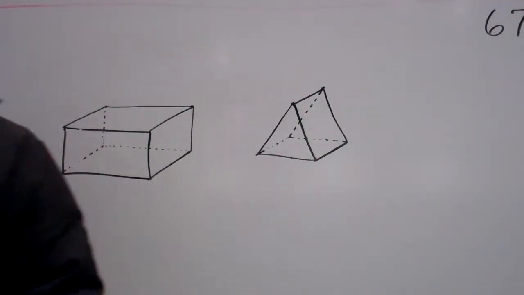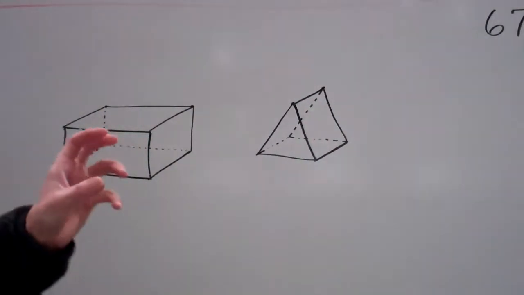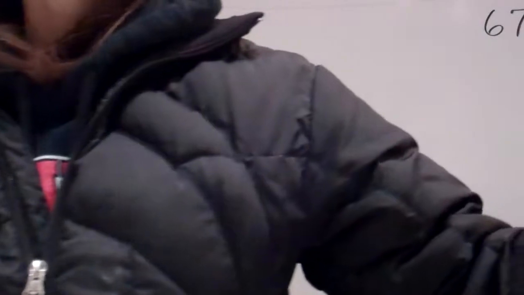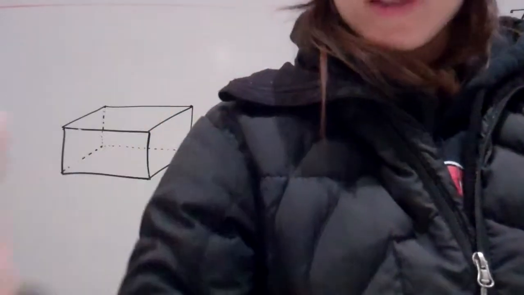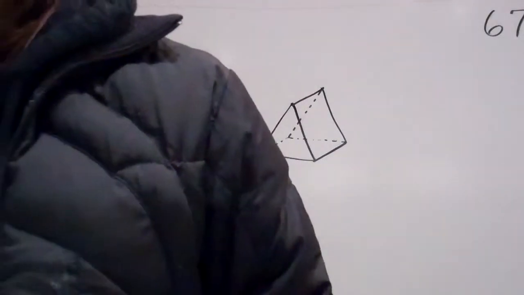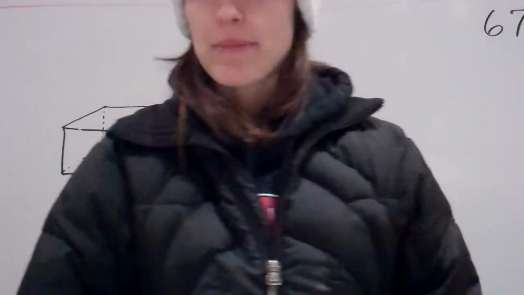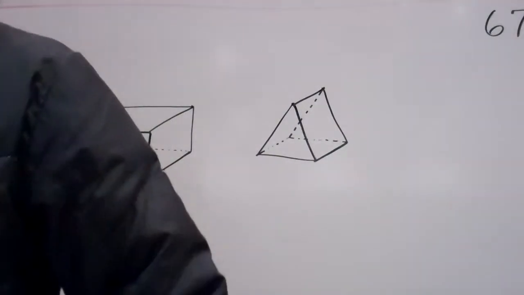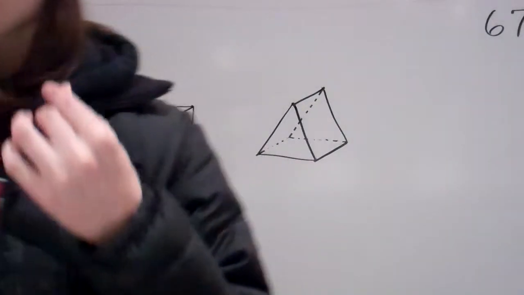A cube. We kind of talked about this actually. We did this one on the board. How many faces does a cube have? Who remembers how many faces it had? 6 faces. A front, a back, a top, a bottom, and 2 sides. 6. Okay. How many edges did it have? 12. And how many vertices? 8.